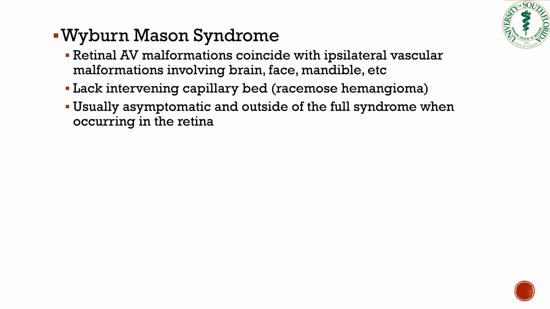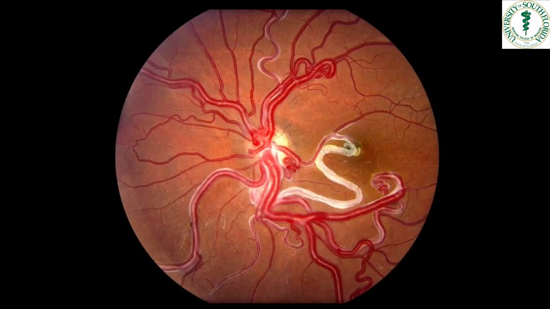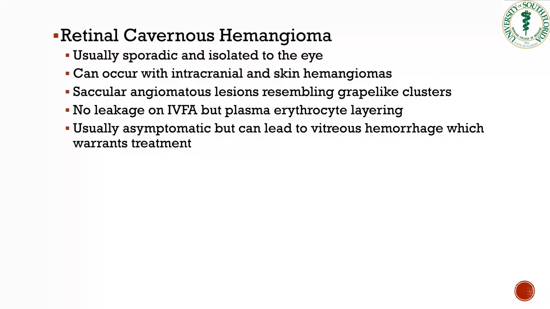Wyburn-Mason syndrome is typically known for the AV malformations. They can occur ipsilaterally, with malformations involving the mandible, the jaw. These patients are the ones at risk, as you hear about, for dental extractions, where they can have massive hemorrhages. They're known as racemose hemangiomas because they lack that intervening capillary bed. They're usually asymptomatic outside of the full syndrome when they occur primarily inside the retina itself. This is a picture of that spaghetti-type appearing lesion. I don't know if anyone does a particular workup when they see this, but I think you would typically observe these overall.